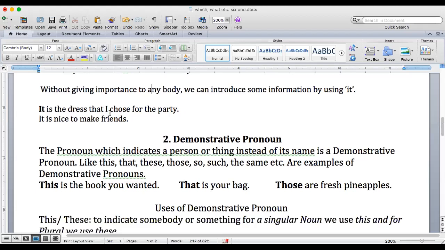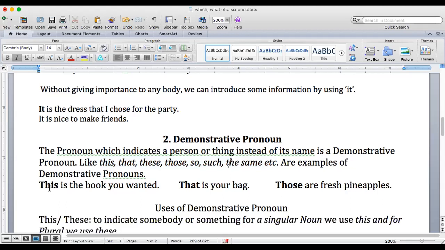Now here is another pronoun. This was another pronoun, personal pronoun. Now is demonstrative pronoun. The pronoun which indicates a person or thing instead of its name is a demonstrative pronoun, like this, that, those, these, so, such, etc. These are examples of demonstrative pronouns.